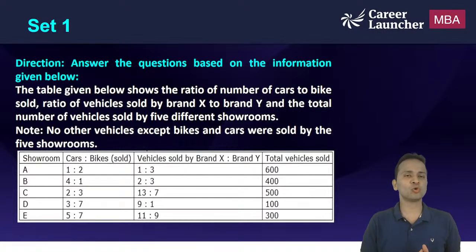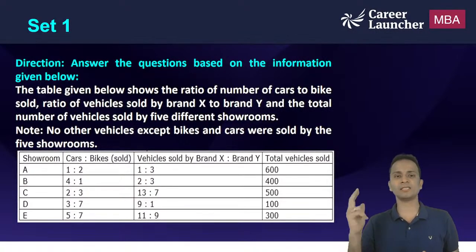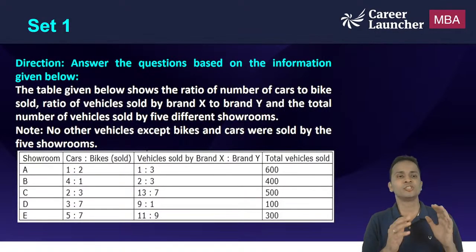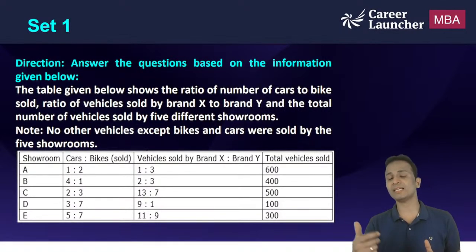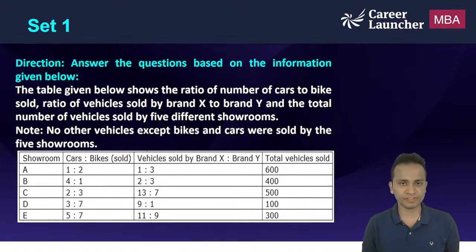If I look at showroom A, it has sold a total number of 600 vehicles. These 600 vehicles are divided into two different categories. One category is by car and by bike, and the other is by brand X and brand Y. So showroom A has sold a total of 600 vehicles.